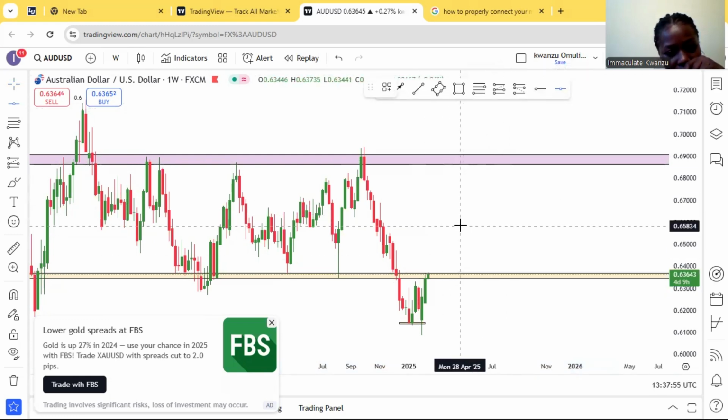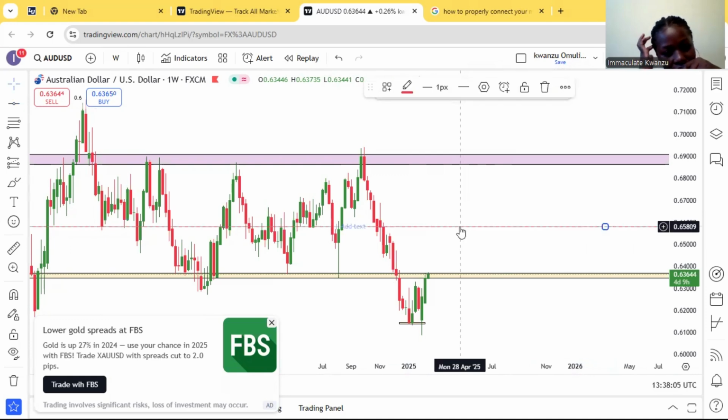Yes, a black line, right over there. And guys, remember, always know how to draw your key levels and always know how to draw your black lines, because it will tell you where the market is likely to react and where you can either take your profits or add entries to your existing trade.